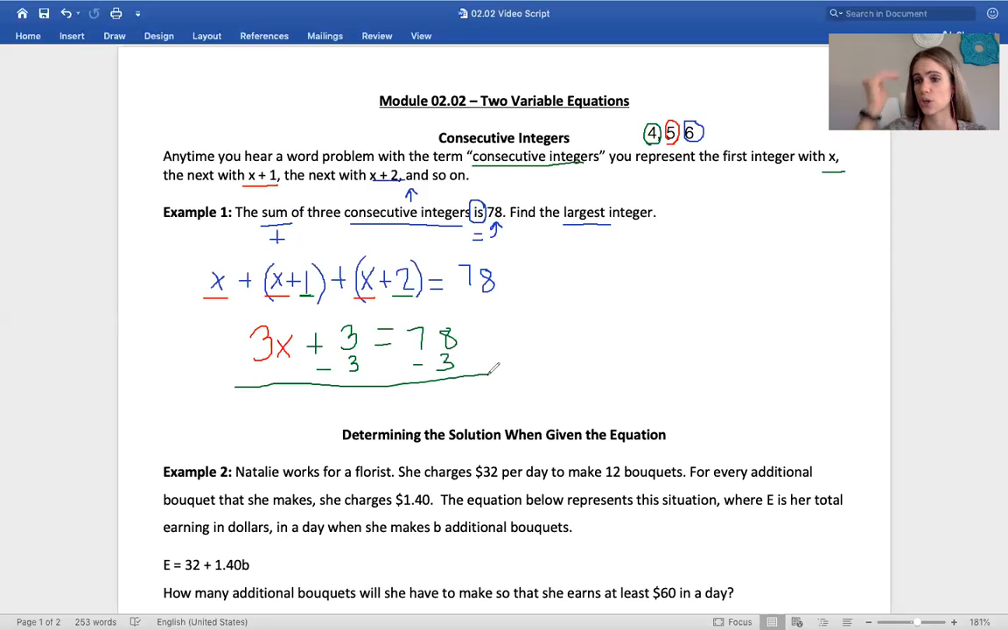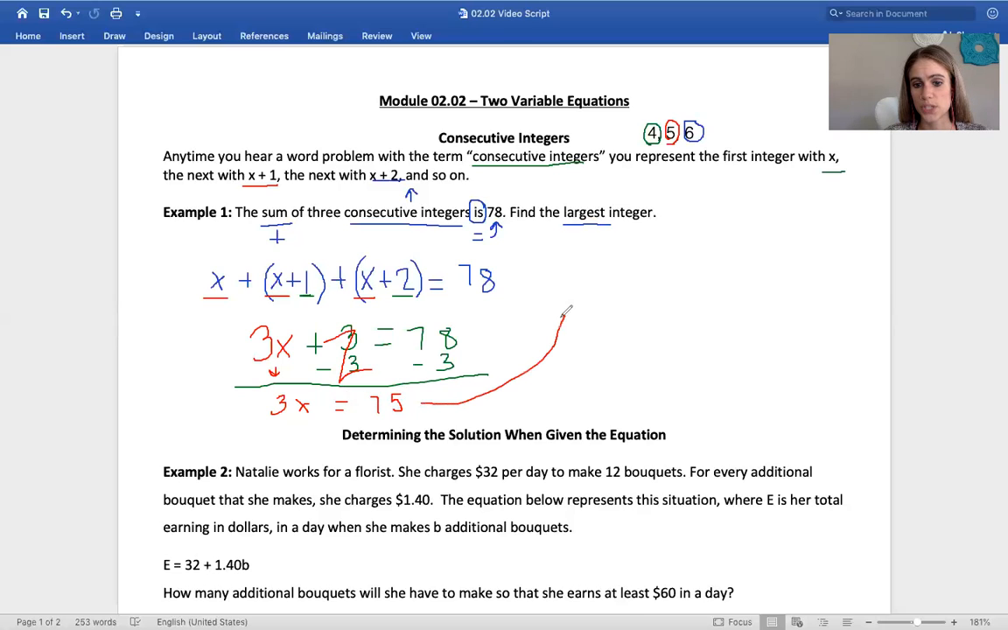And please make sure you show all of your work, because that helps prevent errors and helps you have good notes that you can reference while you're taking your quiz. So our 3x is not a like term, so that's why nothing happens there. We're just going to bring it down. But then 3 minus 3 is 0. So that's the reason we do the inverse operation, because that zeroes it out and it moves it to the other side of the equation. 78 minus 3 is 75.